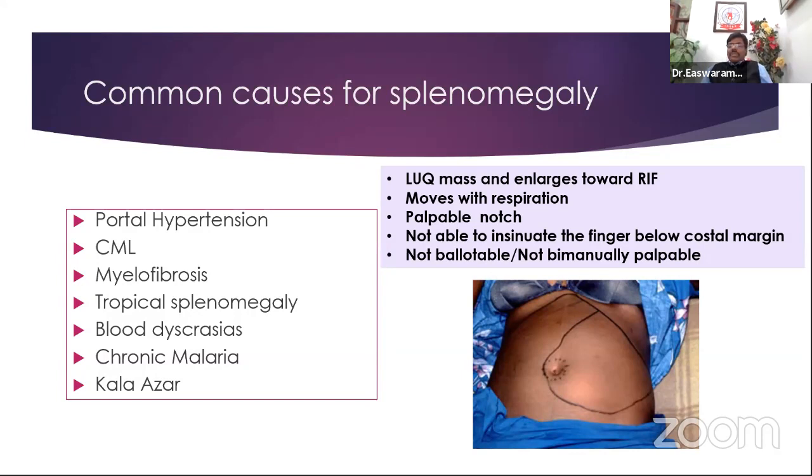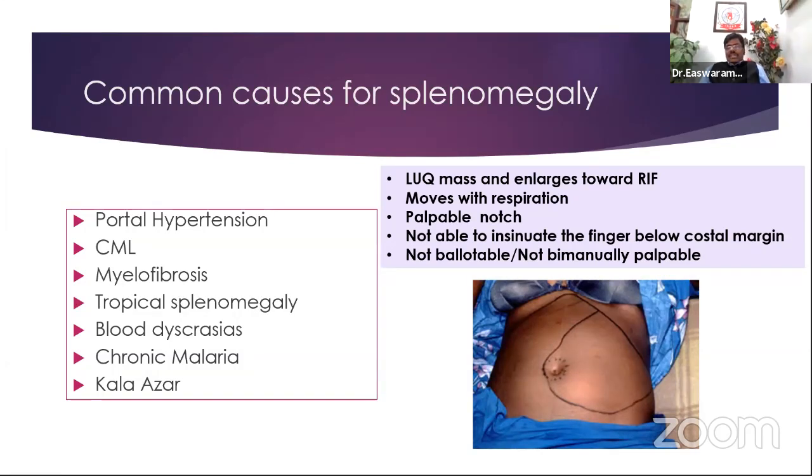And this particular patient, I think the diagnosis is myelofibrosis. Like that you can come to a conclusion, whatever you are going to offer. Because the causes of splenomegaly are here, pathologically. Commonest in our country are these three: portal hypertension, chronic myeloid leukemia, myeloproliferative disorder or myelodysplastic syndrome like myelofibrosis, tropical splenomegaly or chronic malaria, like blood dyscrasias, hemolytic problems, thalassemia and sickle cell anemia, spherocytosis, things like that.